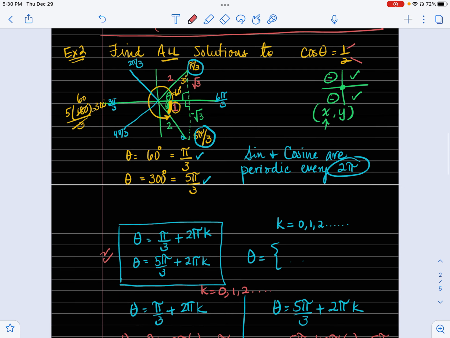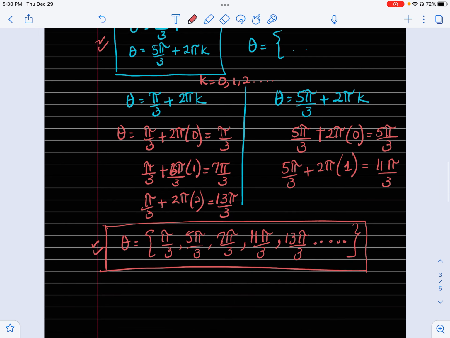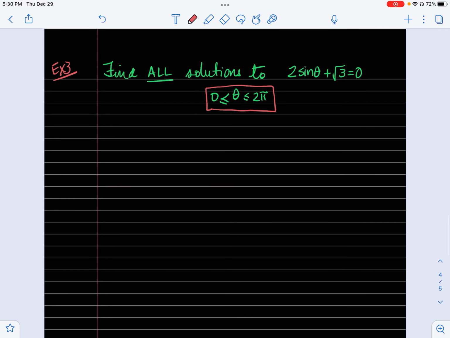This one said find all solutions to cosine half, but if you notice, there's no restriction on theta, and hence we had an infinite number of answers. One way to write it was here, and the other way was to write it like that, and we had an infinite number of answers. And here we are restricted, which is a good thing, so we will have a finite number of answers, and we will list all of them. So let's go ahead and get started.